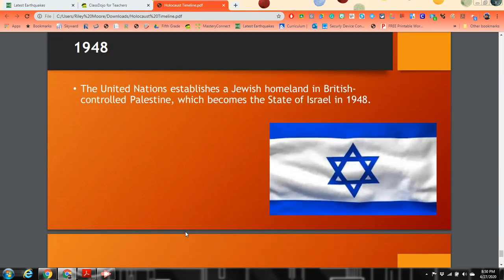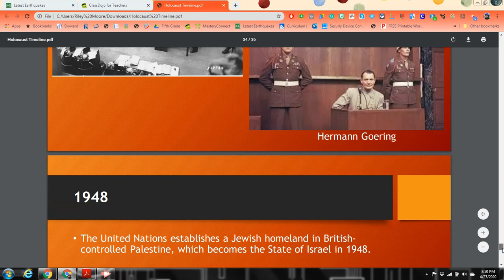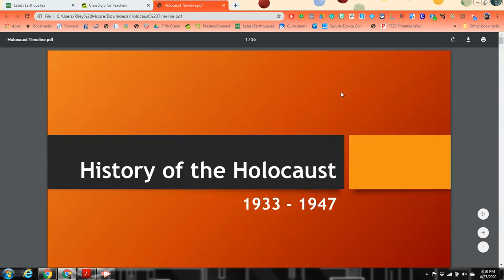Now, in 1948, the United Nations established a Jewish homeland in British-controlled Palestine, which became known as the State of Israel in 1948. Now, this was a quick timeline of the Holocaust, even though it may not seem quick.